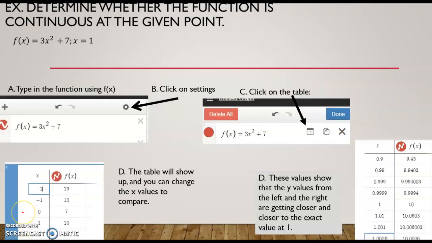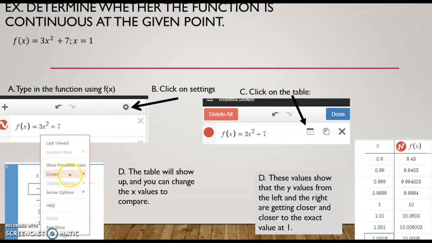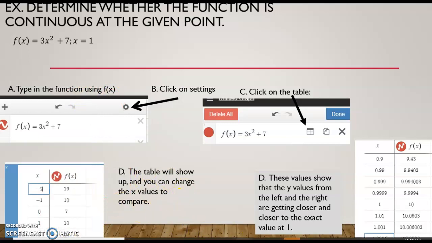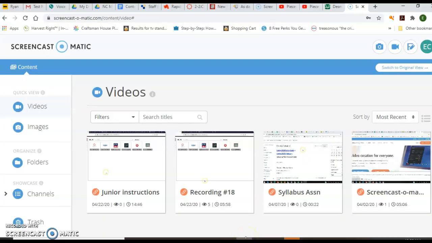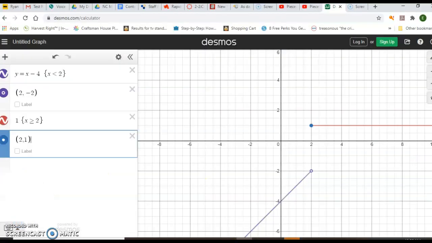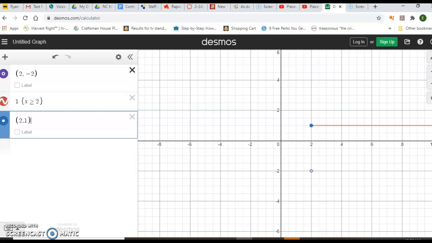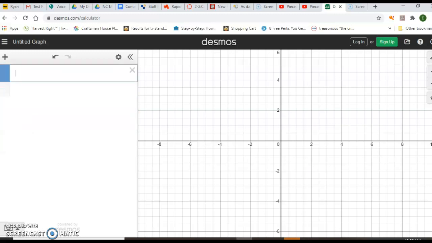All right. If you want to use Desmos, it's not hard to do it here. You would type in the function using f of x. Okay? So we'll go here and follow the directions. We're going to type in the function using f of x.